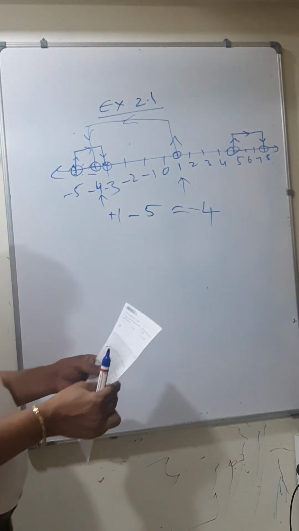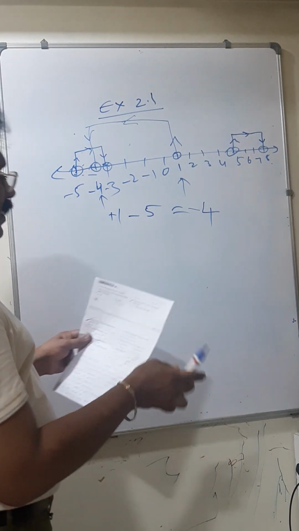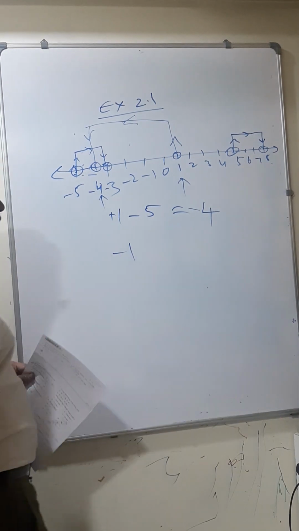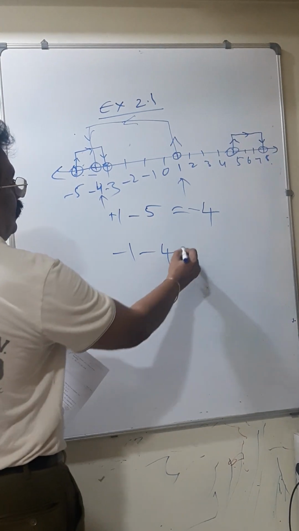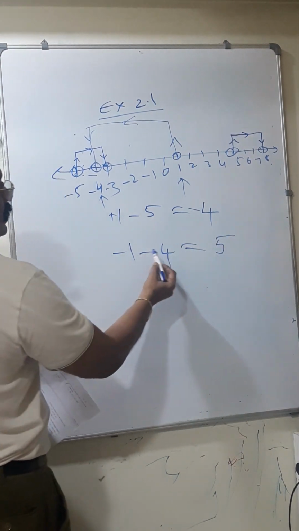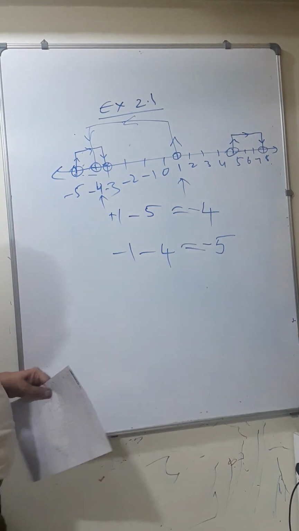Simple है. 4 less than minus 1. First we will solve. Okay. 4 less than minus 1. Minus 1 से start किया. 4 less किया. दोनों सेम साइन है तो ऐड करेंगे. बड़ा नंबर का साइन डालेंगे. Answer should be minus 5.